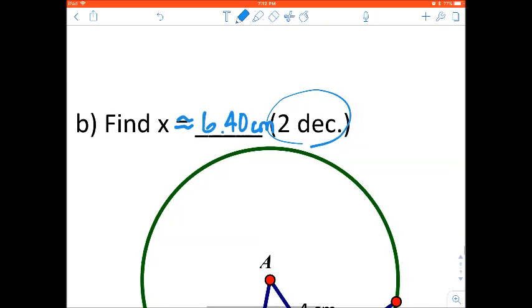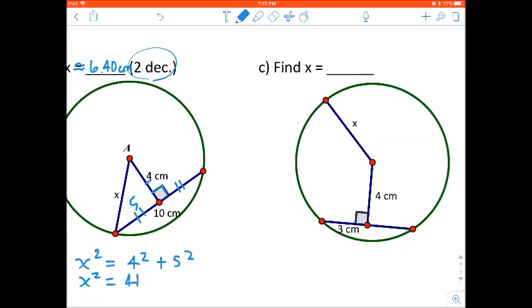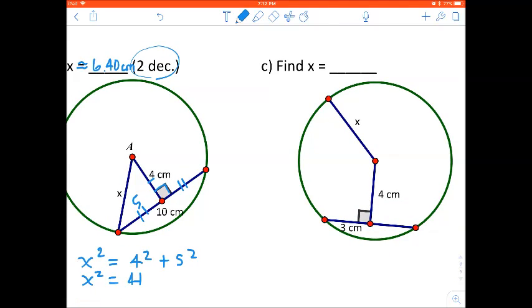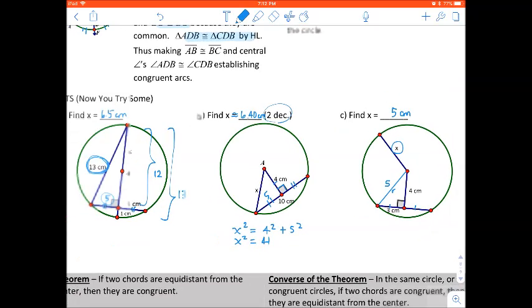And to look at the last application, pretty brief comparatively. We are again given a radius drawn, and it forms a right angle with a chord, so it bisects the chord. We don't even really need to know that, though. We have a right triangle, 3, 4, 5. If this is the radius of the circle, and x is also a radius, then we know that 5 is going to be the radius, or x.